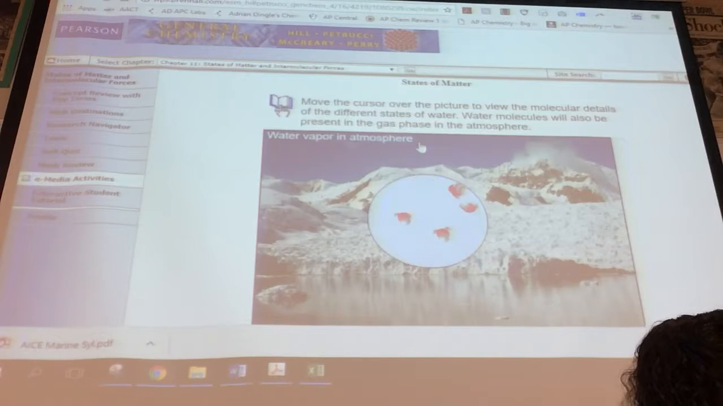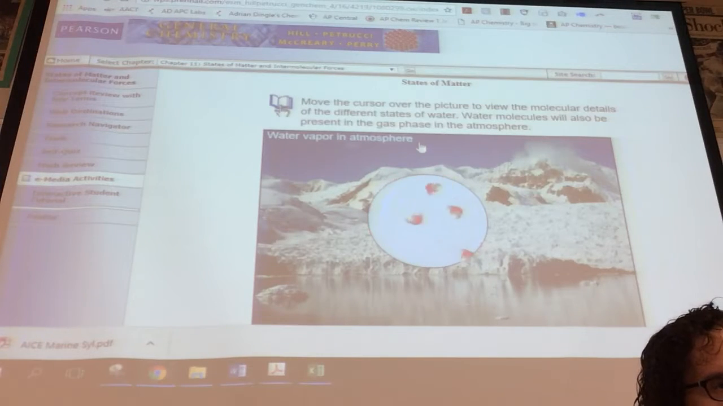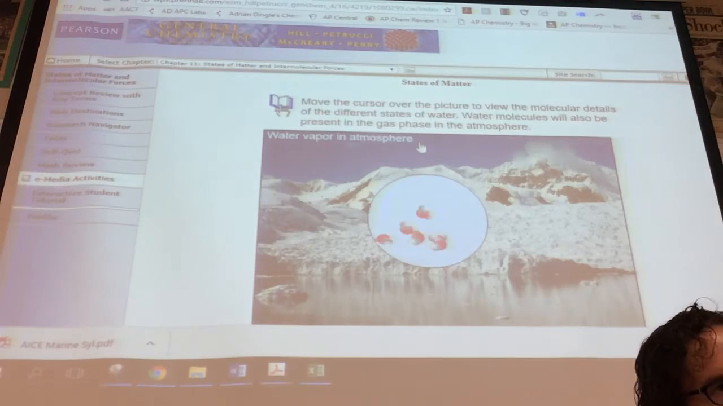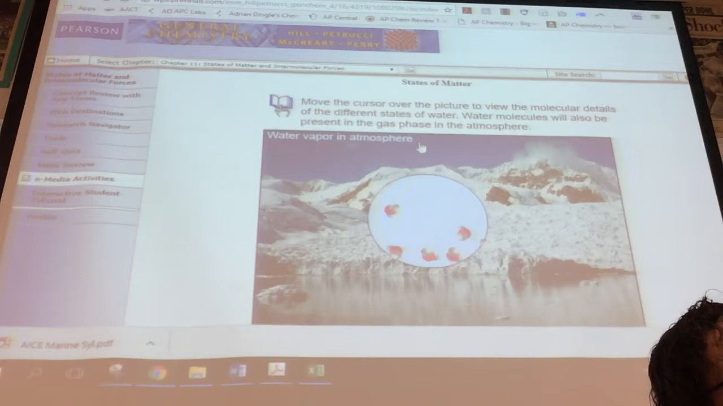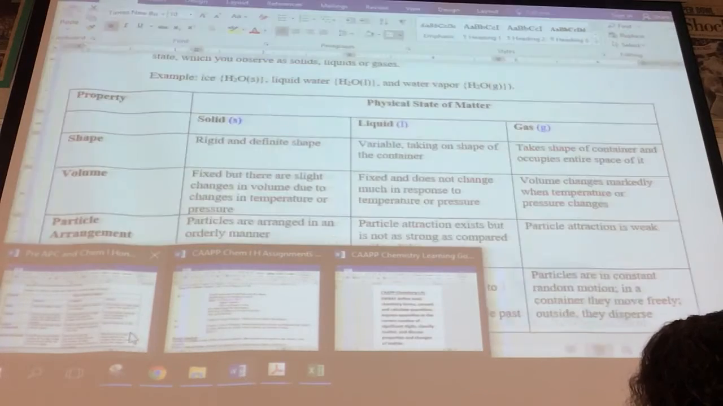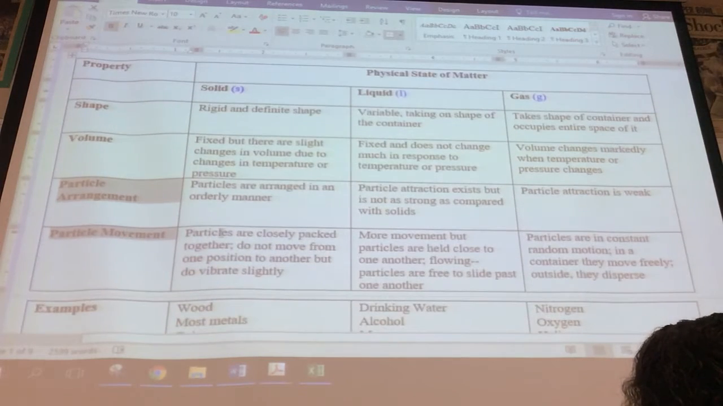And with gases, not only do the molecules move quickly such that the gas takes on the shape of the container, it also occupies the entire space of the container such that the volume of the container is the volume of the gas. And that really sums up the shapes, the particle arrangement, and the particle movement.